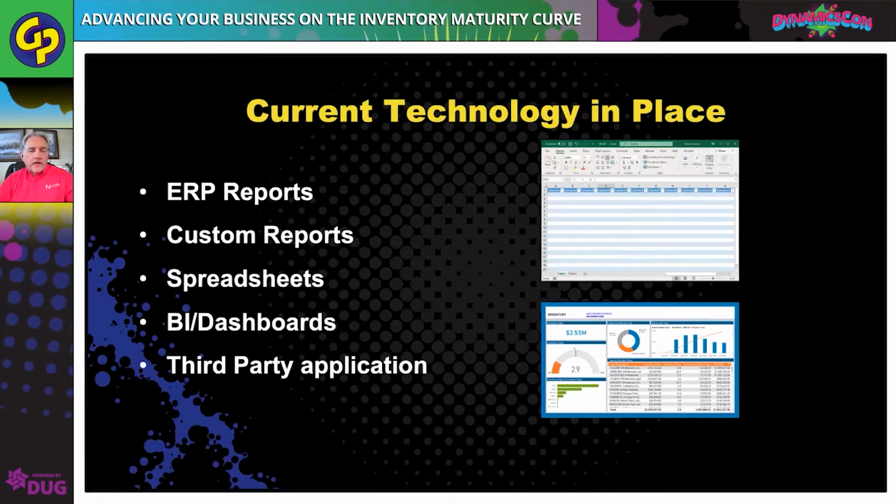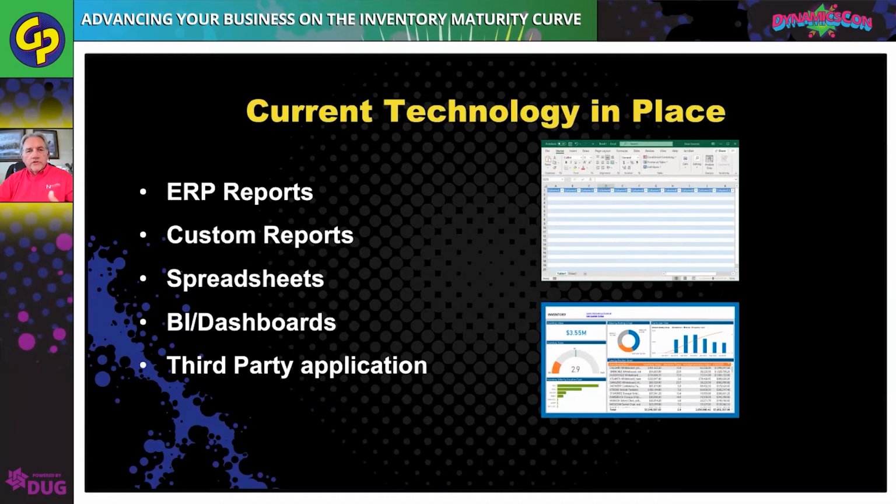And then probably the highest level in terms of technology deployment in this regard would be using a third-party application, a tool that's purpose-built just for one thing. In the case of inventory, there's tools that are just their purpose in life is to do inventory demand planning and forecasting and so forth. And so that would be kind of the highest level use of technology.